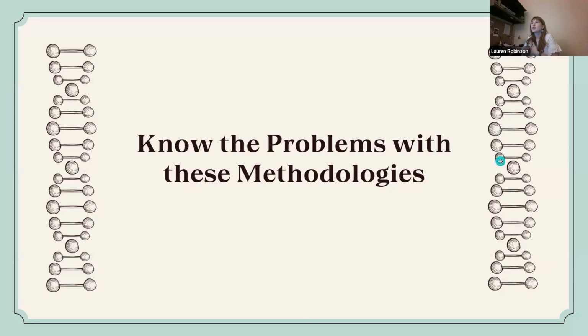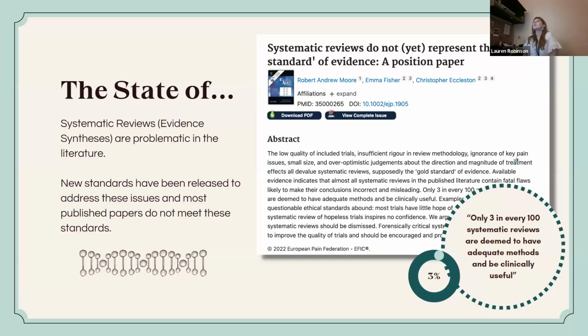Okay, and I also want to take a moment to talk about the problems with these methodologies. So this is a really interesting study. I use it a lot when I'm explaining the problem with the explosion of these types of reviews. This article points out that only 3 in 100 systematic reviews are deemed to have adequate methods and can be clinically useful. And so we've seen an explosion, especially since COVID, I think, in systematic review publications and scoping review publications, all these different types of evidence syntheses.